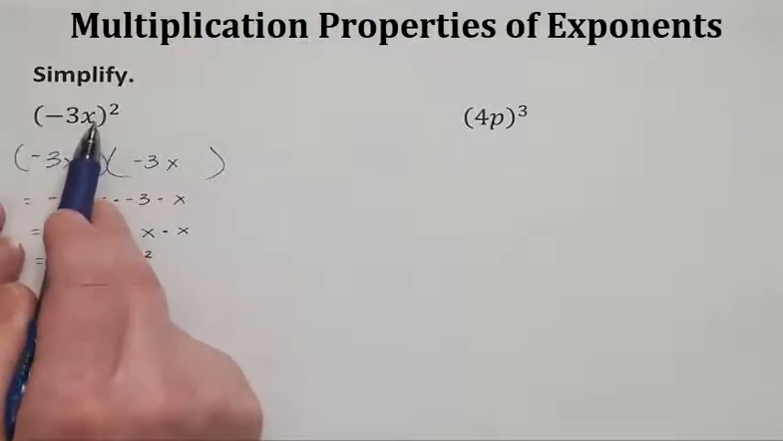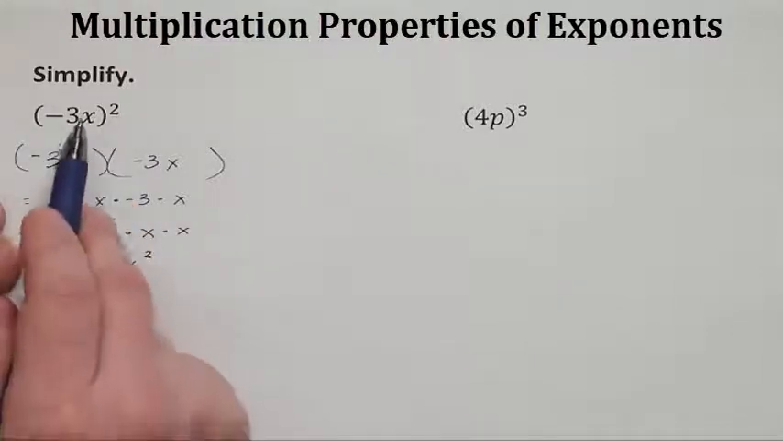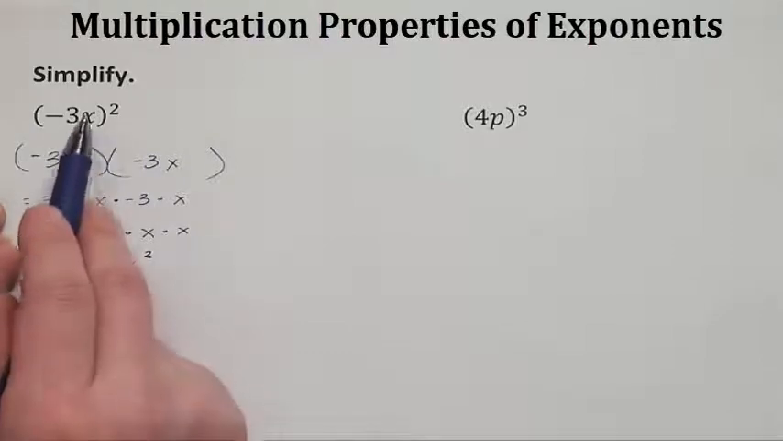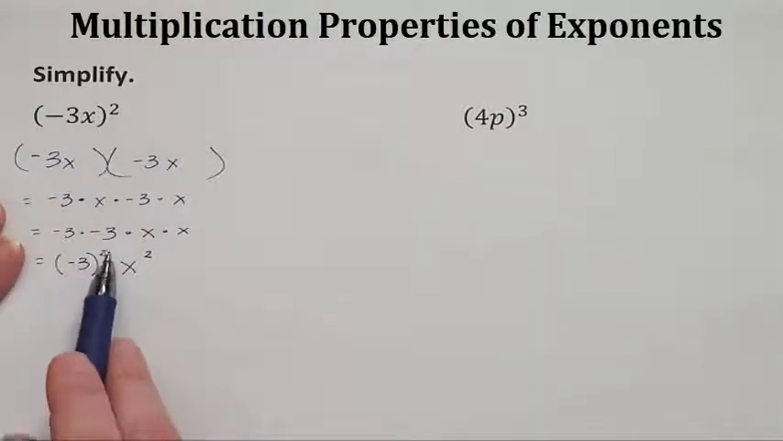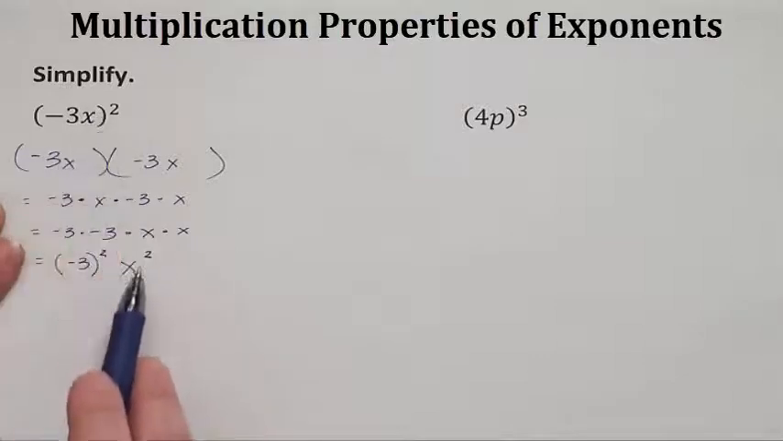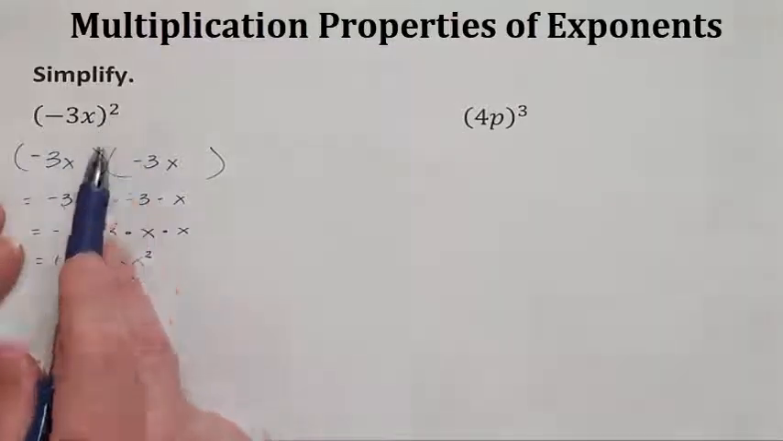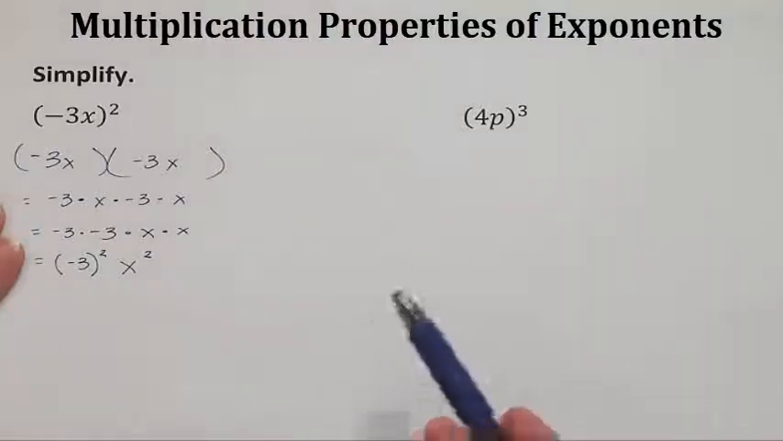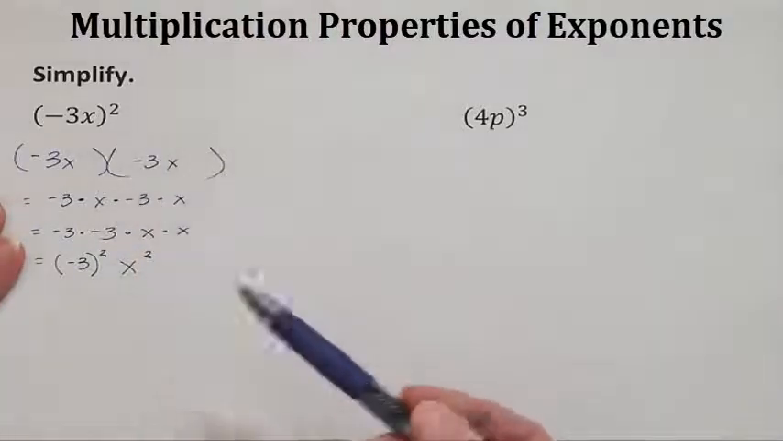Well, this entire parenthesis was to the second power. I see that everything, the negative 3 was raised to the second, and that x ended up getting raised to the second. I see that each and every single thing in the parenthesis was raised to that power. Let's go ahead and solve this problem using our semester 1 skills and see if we notice the same pattern.